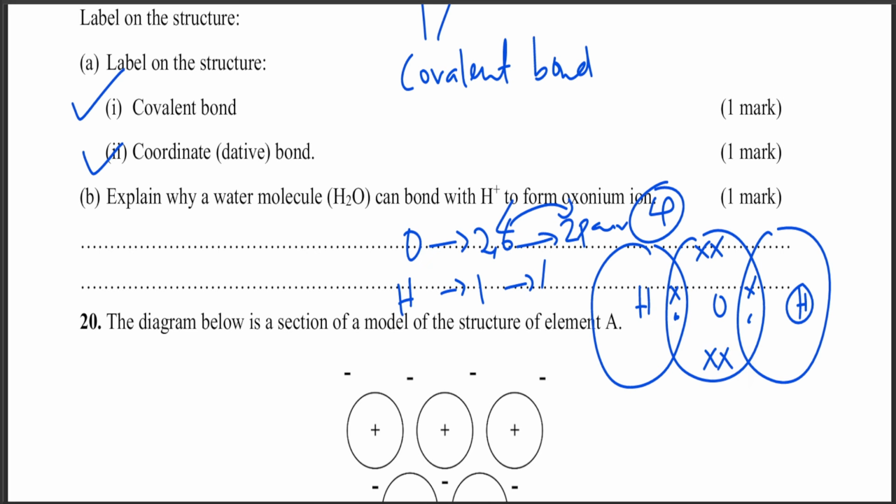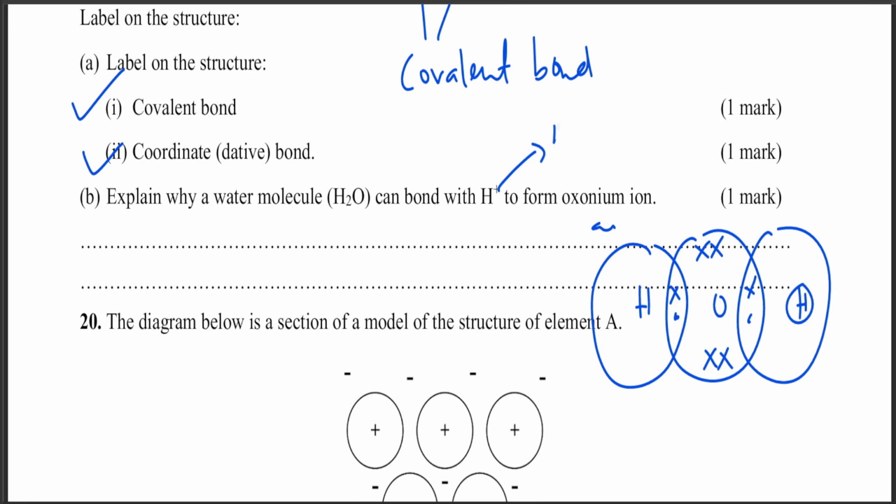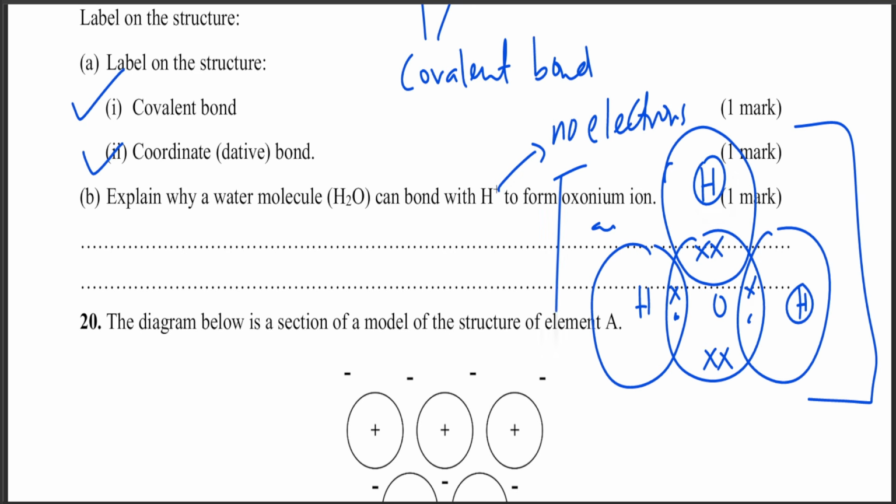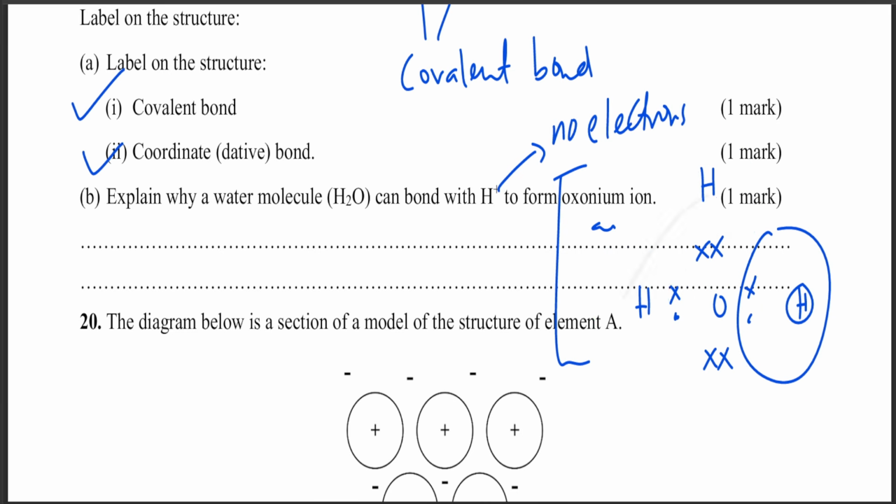So since oxygen still has a lone pair, bado oxygen iko na electron, so hydrogen plus ikija, because hydrogen plus doesn't have electrons, itaanza kushare na oxygen, because hydrogen plus doesn't have any electron. So why a water molecule can bond with H plus to form oxonium ion is very simple. It's because water in itself will have a lone pair.